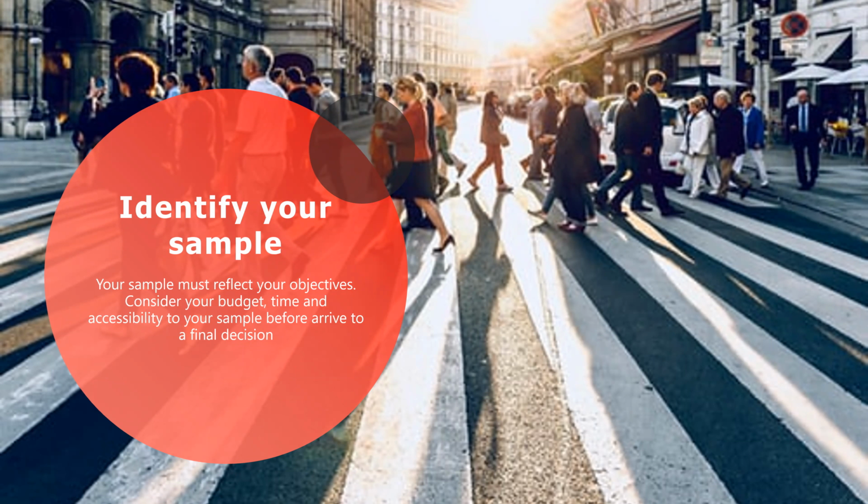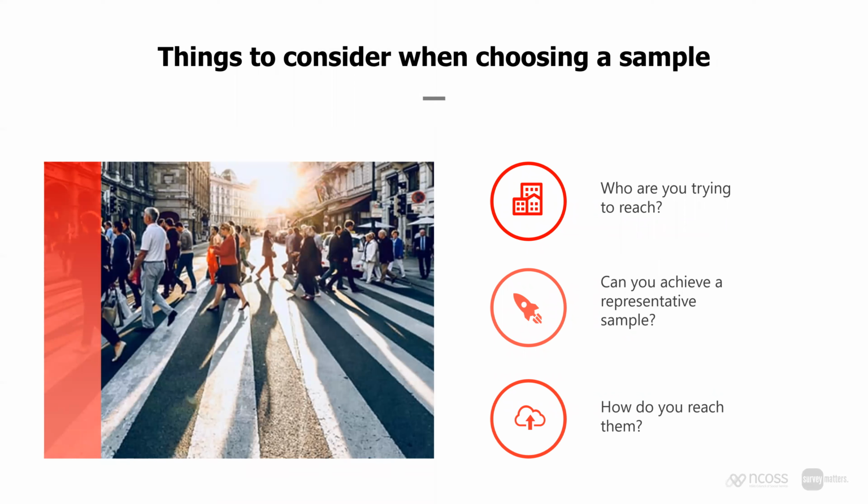So the next thing you need to do after you've decided whether you're doing quantitative or qualitative research is that you need to decide your sample, and your sample must reflect your objectives. So what are the things to consider when you choose your sample? The first thing you need to look at is who you are trying to reach. Then you need to decide whether you can achieve a representative sample. And finally, how are you going to reach this target audience? We'll go through each of these things.